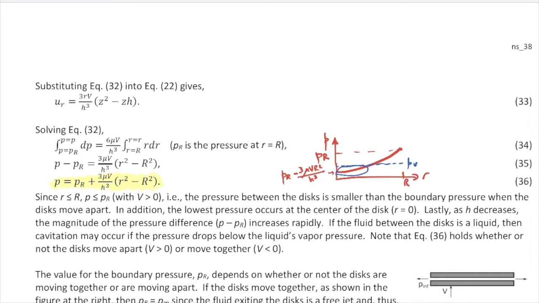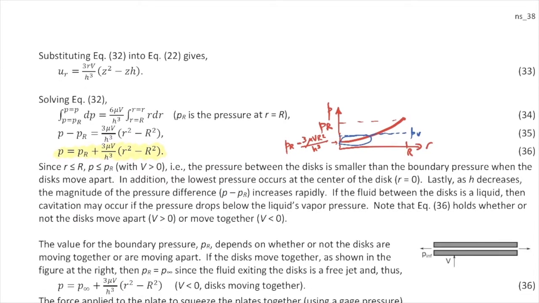Okay, so now we're very close. We still don't know what P sub R is, so in order to find that, we're going to have to apply some boundary conditions. Actually, one last thing before we do that.